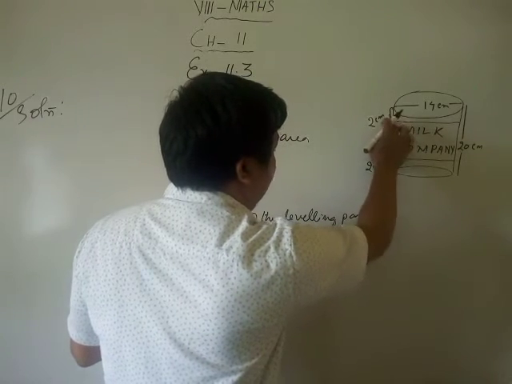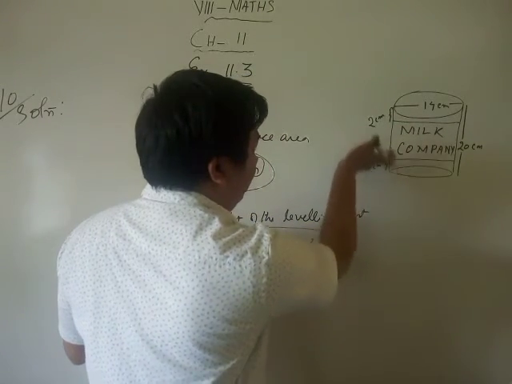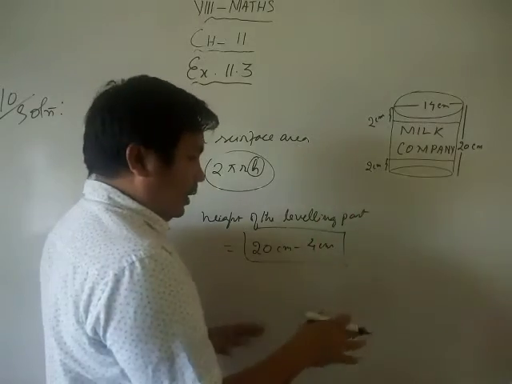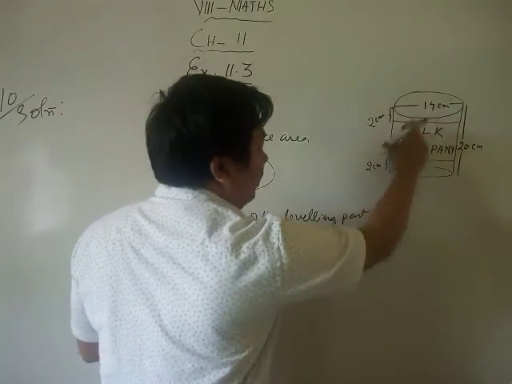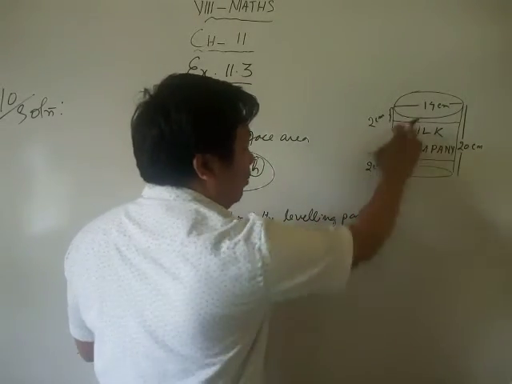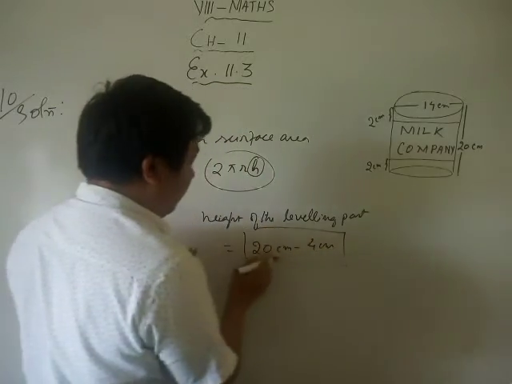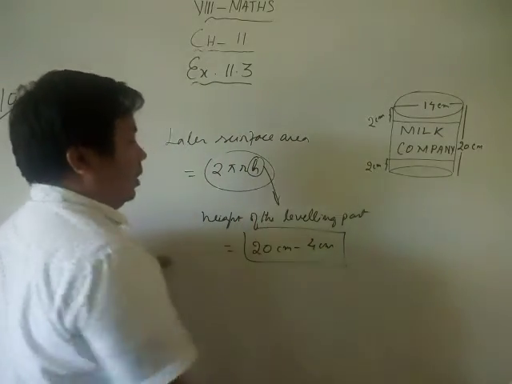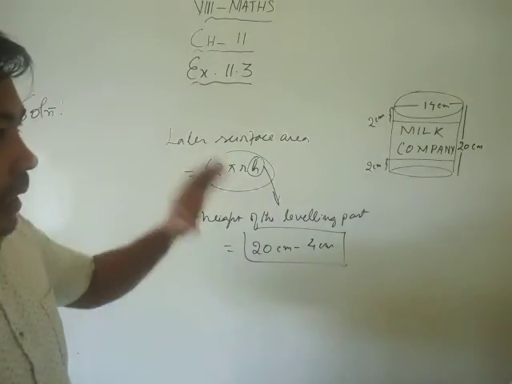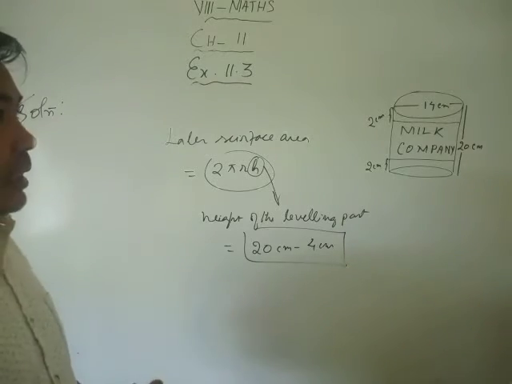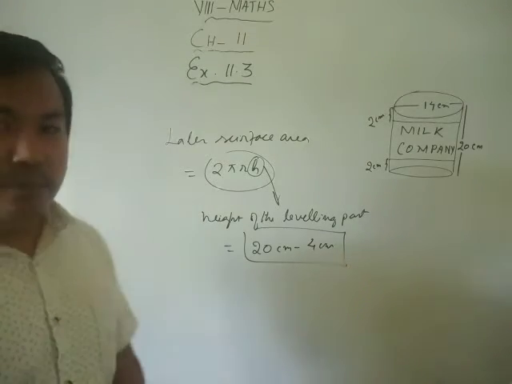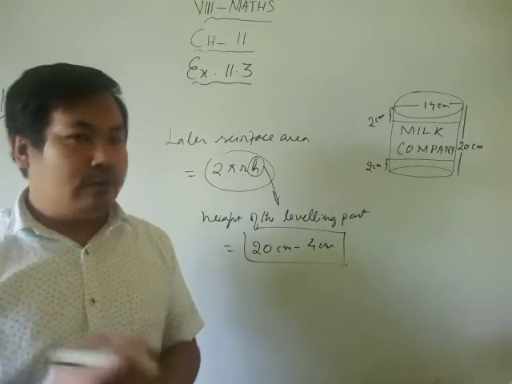You should not forget this part, because from here to here only is the label. The 2 centimeter from the bottom and from the top will have no label. So I need to find only the area of the labeling part, so you should not forget how to get the height of the labeling area. That's all. With these little hints, this question number 10 is very interesting and also simple.